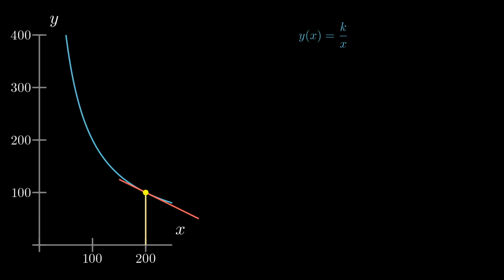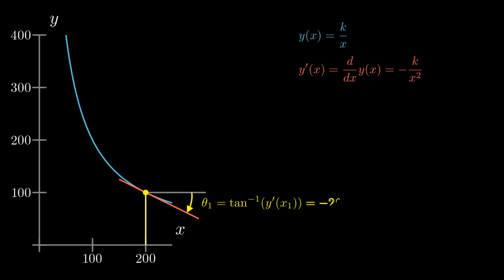We can find the slope of that tangent line by using the derivative of y with respect to x and substituting in x1. You can convert a slope to an angle by using the inverse tangent function, and we find that the angle of the tangent line is negative 26.6 degrees. The reason we need to do that is because the center of instantaneous rotation is always perpendicular to the tangent line.